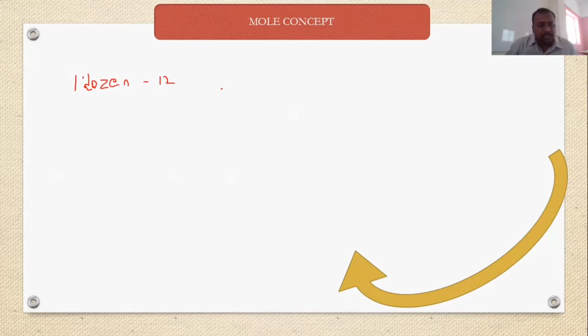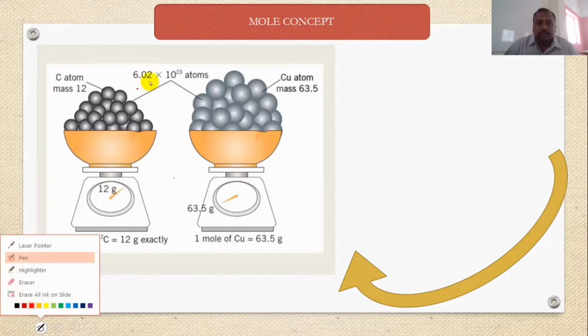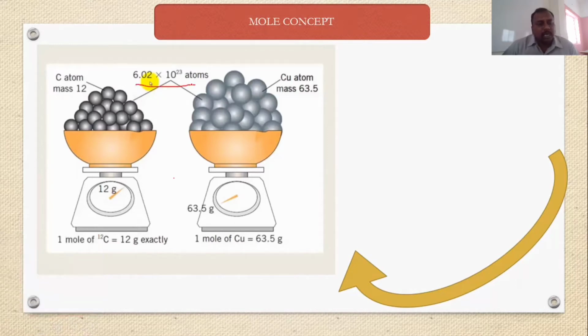Okay, see here. So simply, 1 mole means how many? 1 mole means the weight of 6.023 × 10^23 atoms. That is called 1 mole.